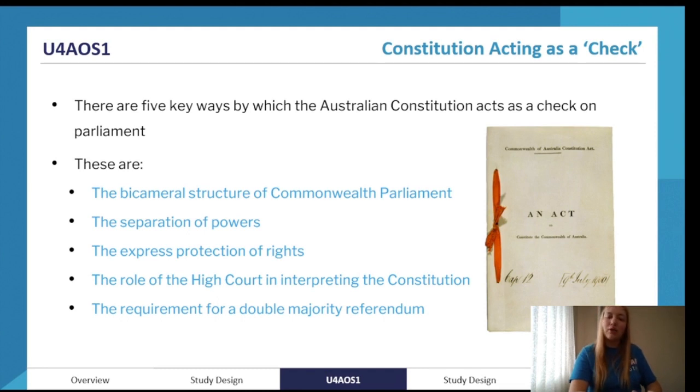We have the role of the High Court in interpreting the Constitution. We'll look at that in quite some detail. And the requirement for a double majority referendum, making referendums very difficult, making it difficult to change the Constitution, and therefore protecting the people because the Parliament isn't able to alter any protections that we have in sections of the Constitution without our support.